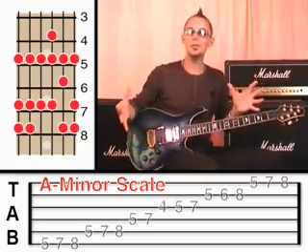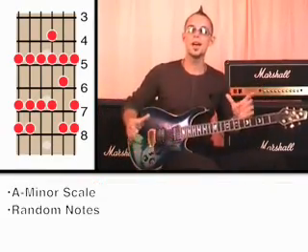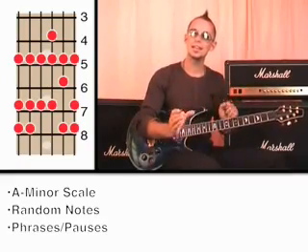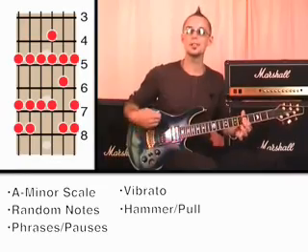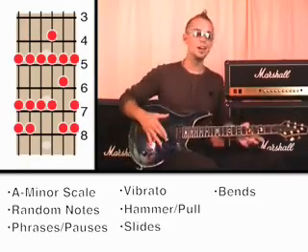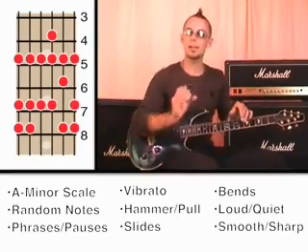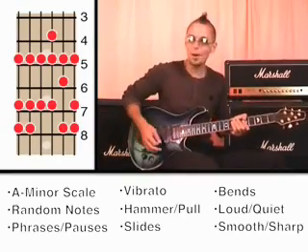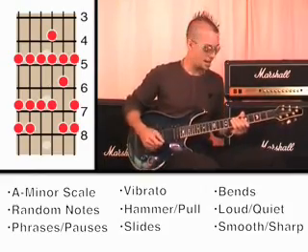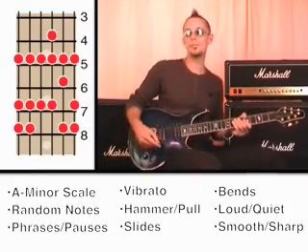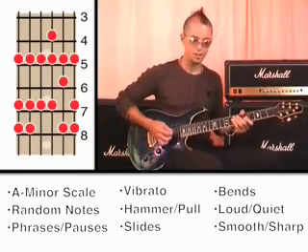So when we combine all this together, we're using the minor scale, we're choosing random notes, we're playing in phrases, we're using pauses, we're using vibrato, we're using hammers, we're using slides, we're using bends, we're playing loud, we're playing quiet, we're playing smooth notes, and we're playing short, sharp notes. When you combine all that together, you can really have a lot of fun as a lead guitarist. So let me give you one more example of a bit of improvising, and I'll try and vary it as much as I can so you can see what I'm doing.